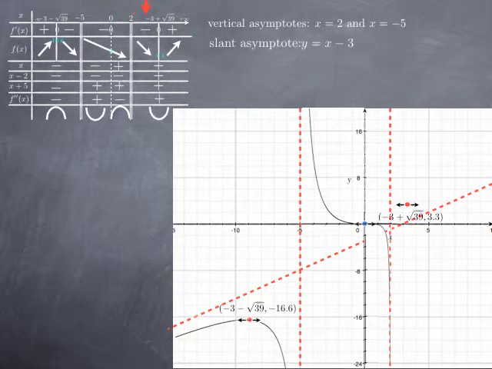Moving to the other side of the vertical asymptote, the function is decreasing but now concave up, again with a vertical asymptote at x equals 2. And I have a piece of graph like that, decreasing, concave up, approaching this vertical asymptote, and with a horizontal tangent at my local minimum. Finally, from negative 3 plus root 39 to infinity, the function is increasing, concave up, approaching the line y equals x minus 3. So I get something that looks like that.